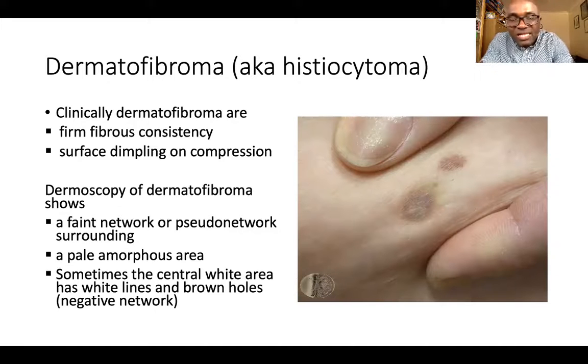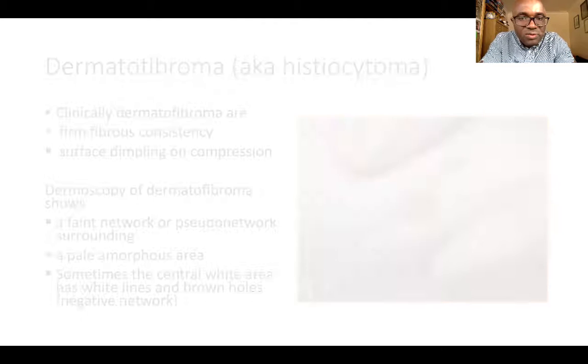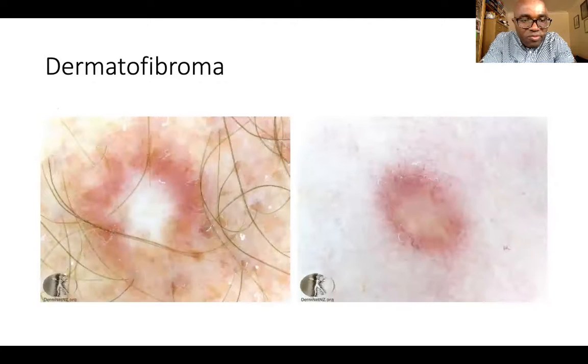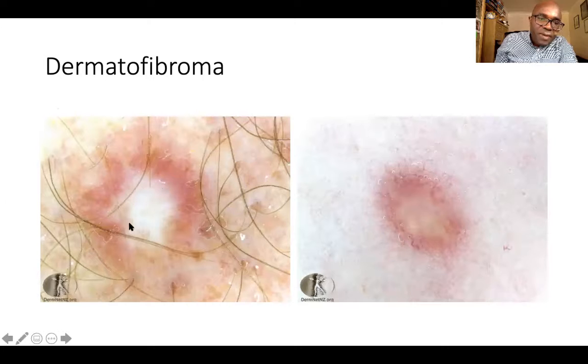This pale amorphous area might look different on pigmented skin. In Black and ethnic minority skin, the central area might be a little darker rather than pale, and still has all the features of dermatofibromas. So this is what you look for: a pale amorphous center surrounded by a pinkish pseudo network, which is not really a true network. And clinically, the lesion will be palpable and dimple. That tells you you're dealing with a dermatofibroma.